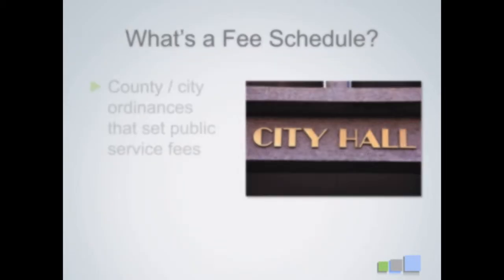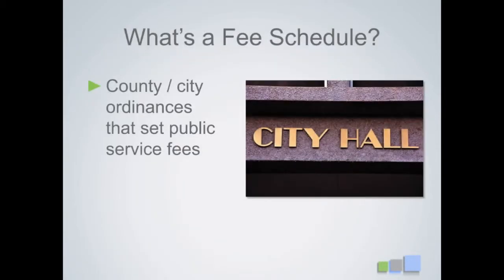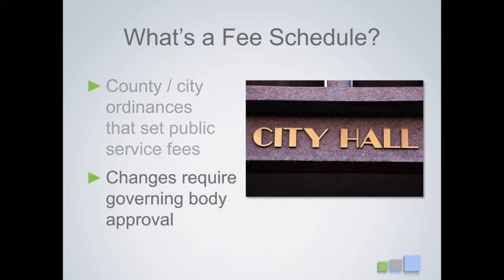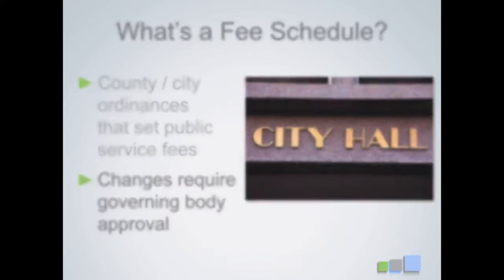A fee schedule is a list of county or city ordinances detailing how much public clinics can charge for services. Local ordinances govern these rates. Generally, any changes must be presented to your governing board for approval. Next, we look at the process for how to create a fee schedule.